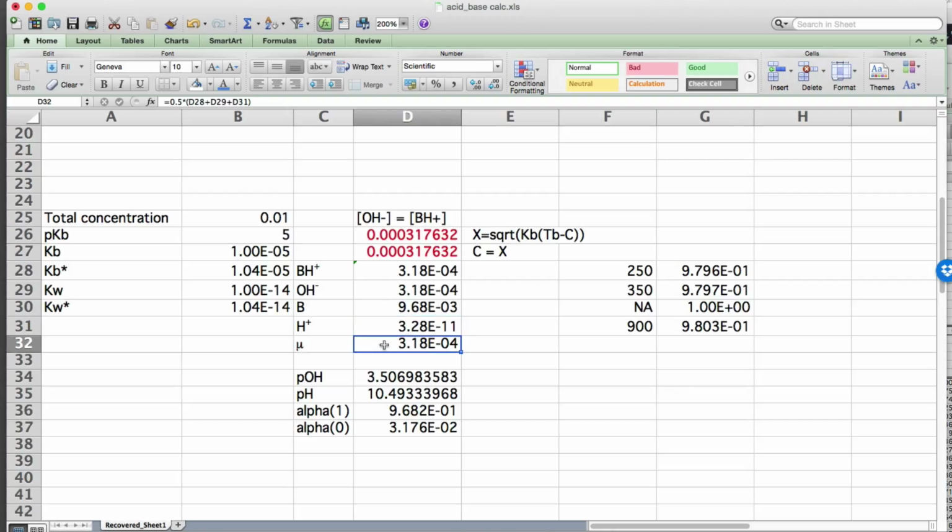And finally, I've added in mu, which is the ionic strength. So the ionic strength, you remember from previous videos, is a half times the concentration of all of the anions and cations times their charge. These are all plus or minus 1 species, so I've ignored the z squared term. So ionic strength in this case is around 0.3 millimolar.